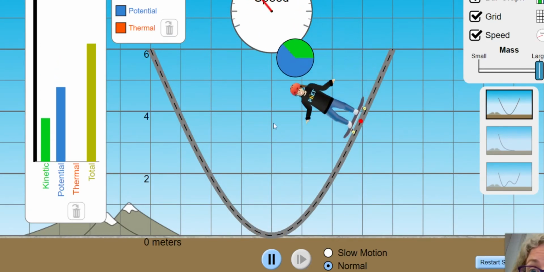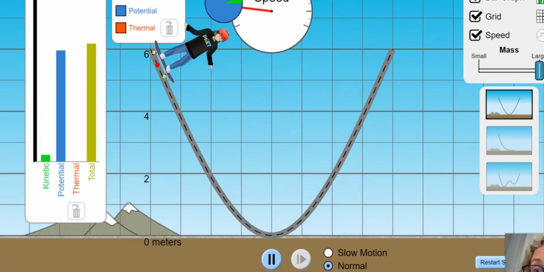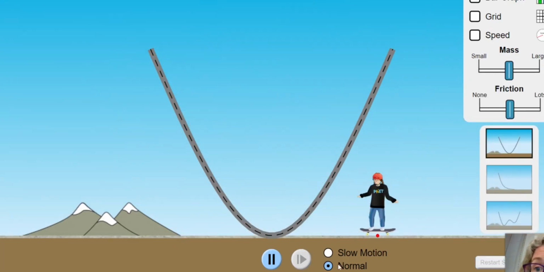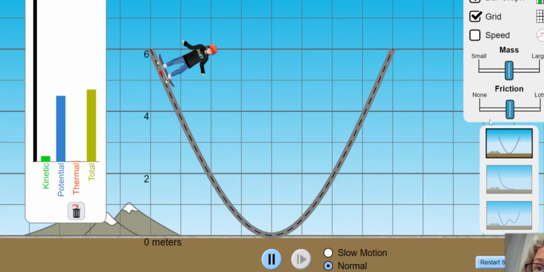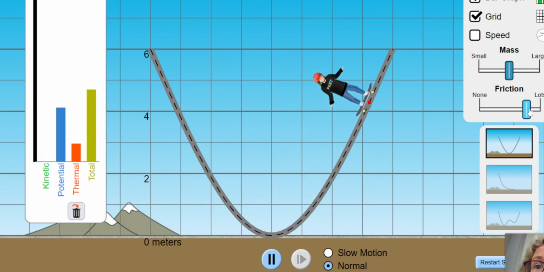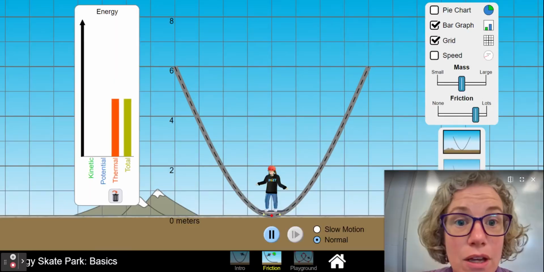After kids have explored this area, I typically have students go to the friction, still put in the grid and the bar graph, and now they can adjust the amount of friction that is present and see how that affects the motion of the skater.